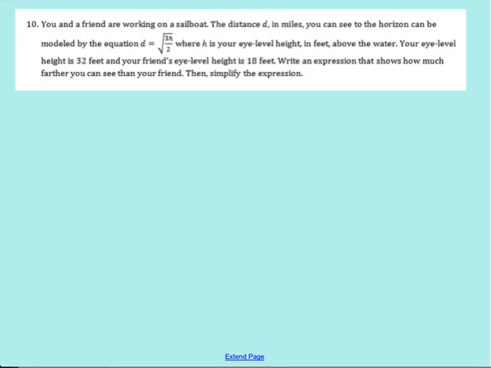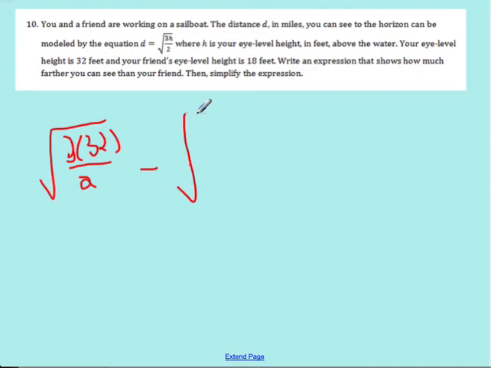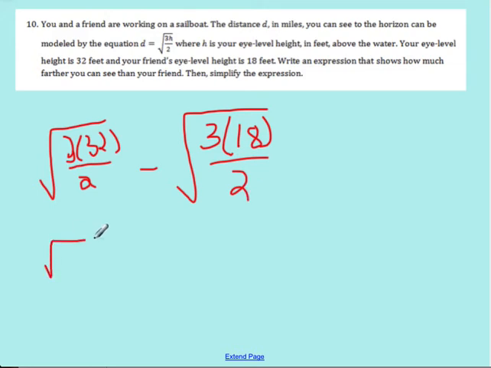So we're going to start by plugging me in. So I'm going to do, is that a 3? It's hard to see in there. Yep, 3 times 32 divided by 2. Now that's going to represent me. And then I'm going to subtract off my friend. So all I'm doing is plugging in those h's. And her height was 18 divided by 2. So now I'm going to calculate that out a little bit. Okay, so we're going to do 3 times 32 divided by 2, and that's going to give us the square root of 48, minus 3 times 18 divided by 2 is going to give us the square root of 27.